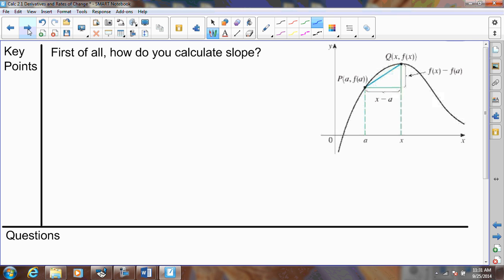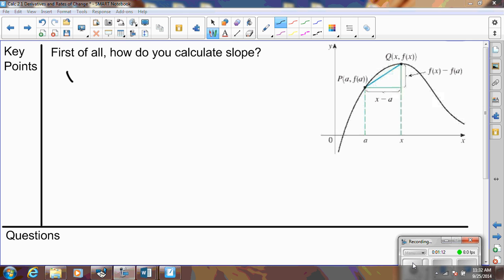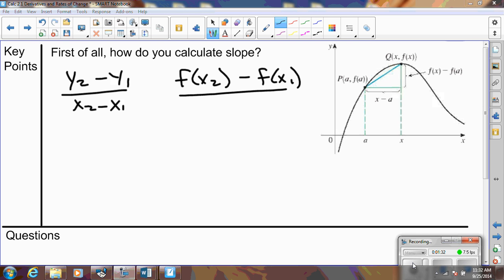So first of all, how do you calculate slope? Well, at its most basic level, rise over run. But rise over run we had noted as y2 minus y1 over x2 minus x1. But instead of using x's and y's with calculus, we tend to use more advanced notation than just in an algebra class. We were noting it's the function value and the function value over the two pieces.